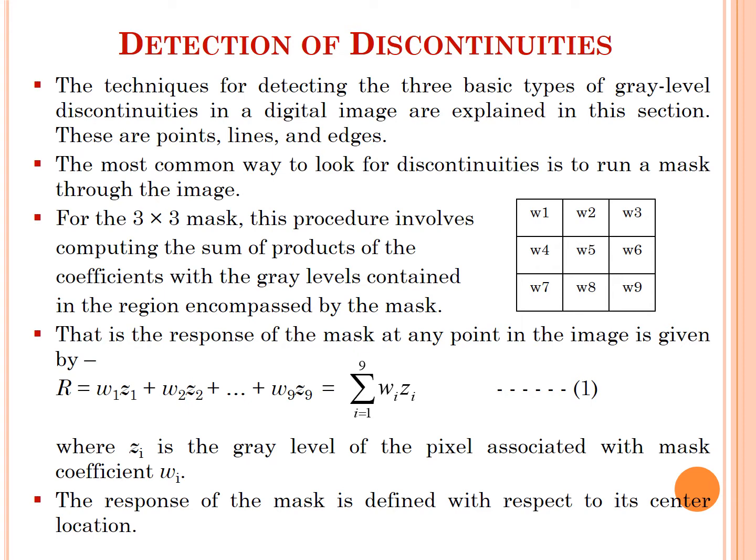That is, the response of the mask at any point in the image is given by R = w1z1 + w2z2 + ... + w9z9, which is equal to the summation of wi zi for i equal to 1 to 9, where zi is the gray level of the pixel associated with the mask coefficient wi. The response of the mask is defined with respect to its center location.